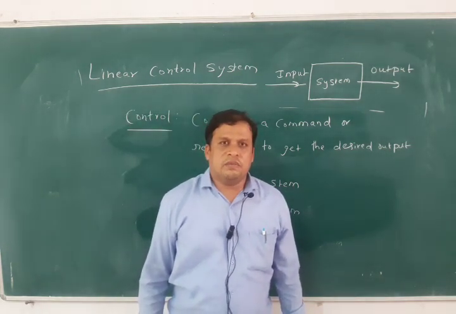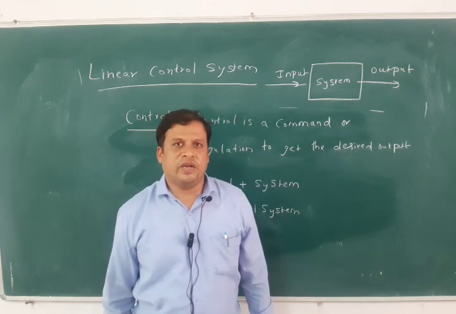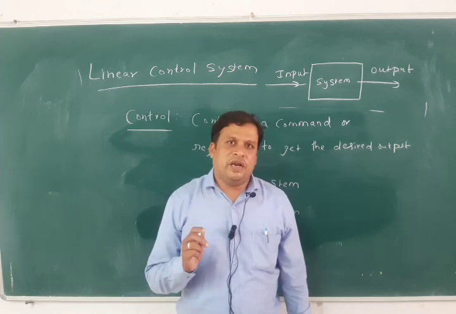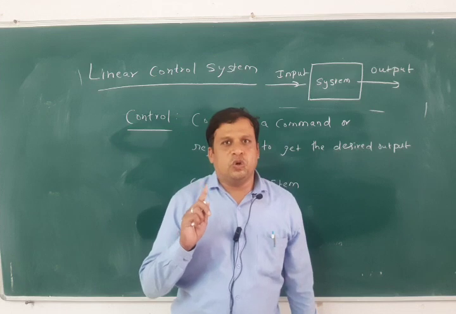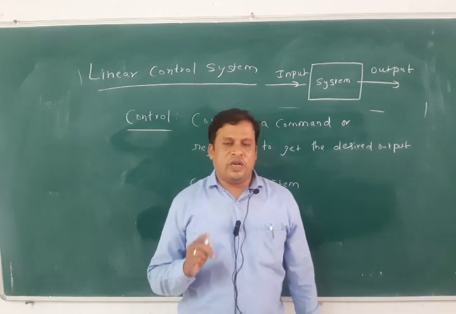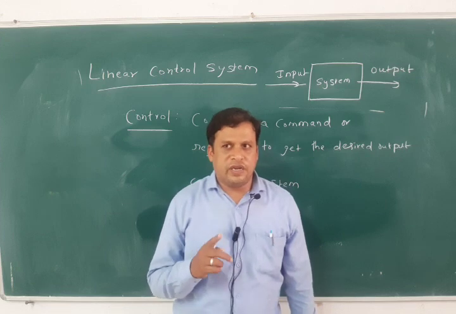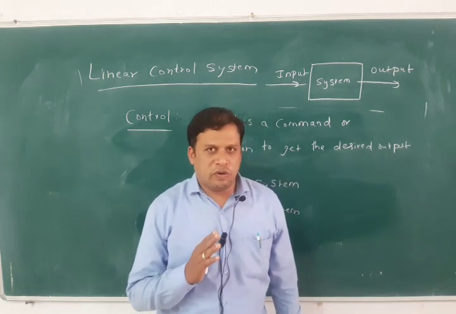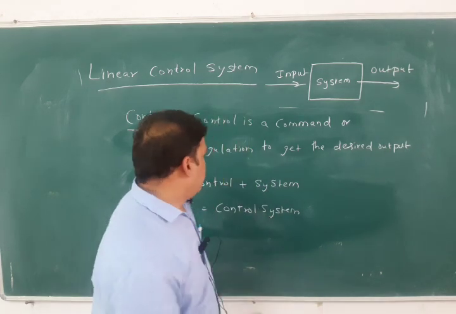A control system has a number of examples. Let me give you an example of a fan. Suppose you take a fan with blades, and when you switch on the fan, it starts to rotate. Now if we imagine a fan without a regulator, then you are getting an undesired output.